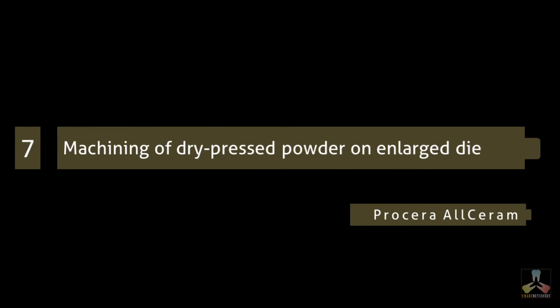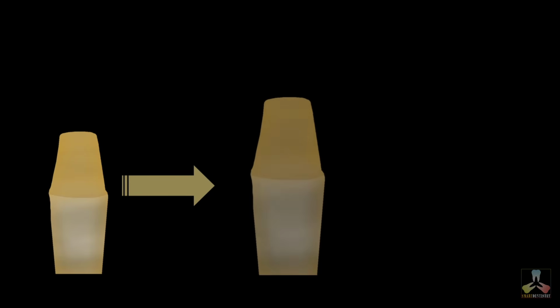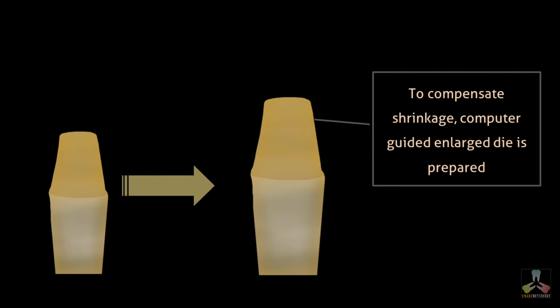The last technique that we are going to see is machining of dry pressed powder on an enlarged die. Because of the advancement of other processing methods, this technique has become obsolete, but it is a wonderful technique to make high quality ceramic restorations. All ceramic restorations will shrink in size when sintered. So any restoration which is made from partial or green state ceramics will be made at a bigger size to compensate for shrinkage. In this technique, a computer is used as a guide to calculate the percentage of shrinkage and to compensate for it. With the aid of the computer, a guided enlarged die is made.